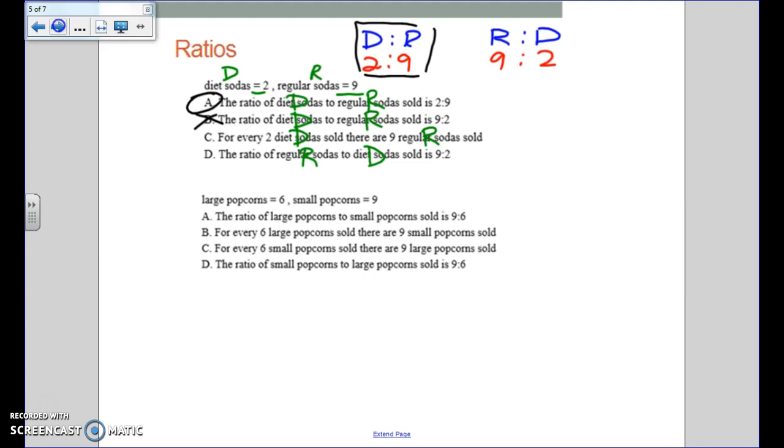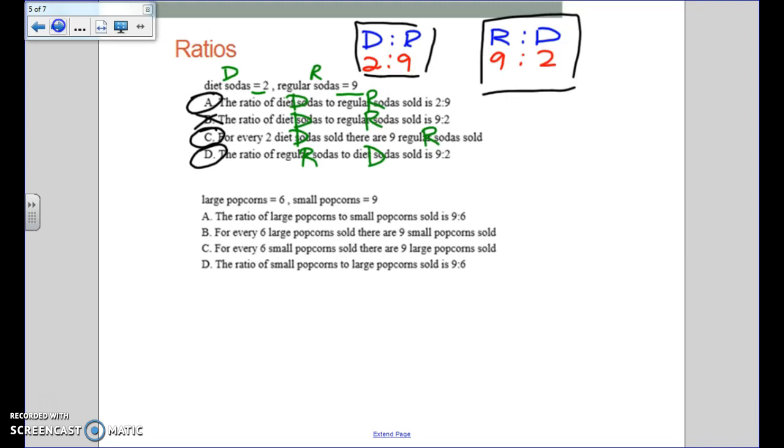For every 2 diet sodas that are sold, there are 9 regular sodas sold. Well, that doesn't really make sense either. Oh, well, yes, it does actually. For every 2 diet sodas, there are 9 regular sodas sold. That would make sense, 2 to 9 as well. And then the ratio of regular to diet is 9 to 2. Oh, well, I did the regular to diet ratio over here, 9 to 2. That one would make sense, okay? And so I like to write the ratio and then compare what each thing says to make sure I get the correct answers on there.